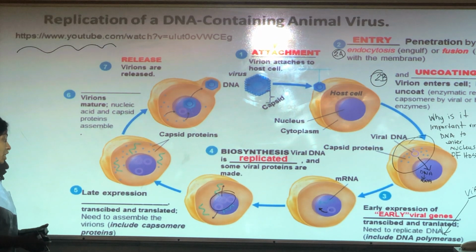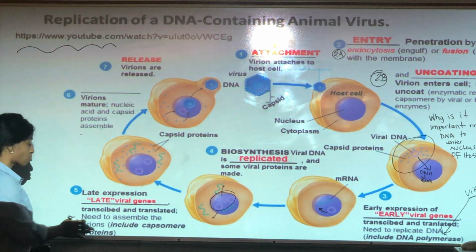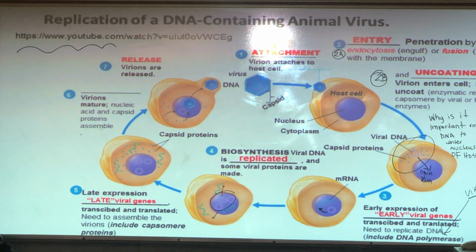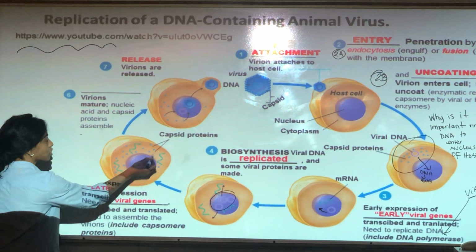The next set of genes that is expressed in the viral genome will be the late genes. And the expression of the late genes includes the genes that are responsible for making the capsomere proteins. So this now allows the virus to assemble itself so that it can exit. So here are the capsid proteins.